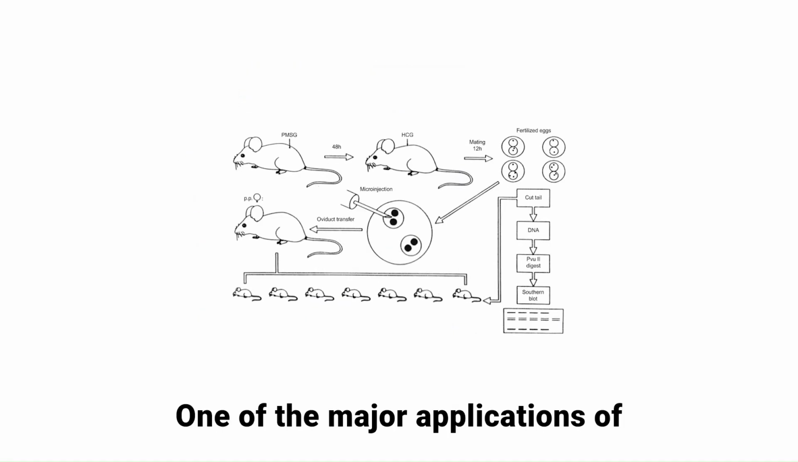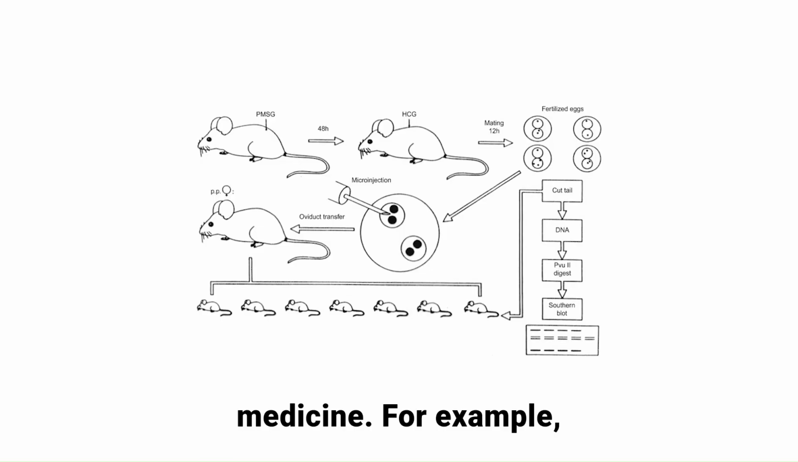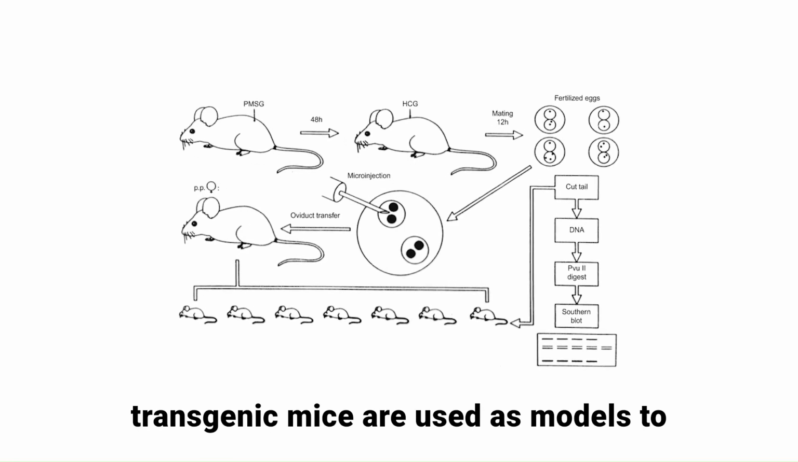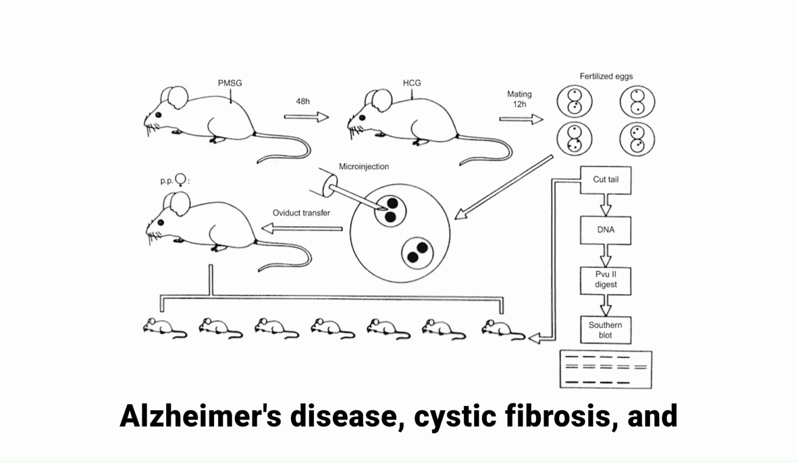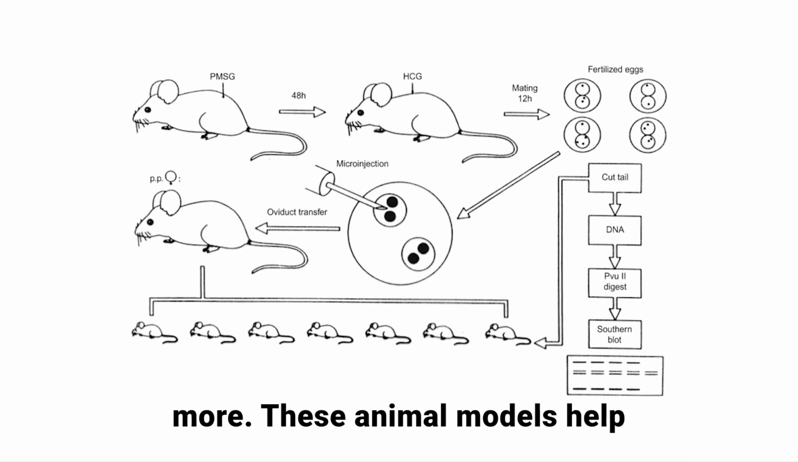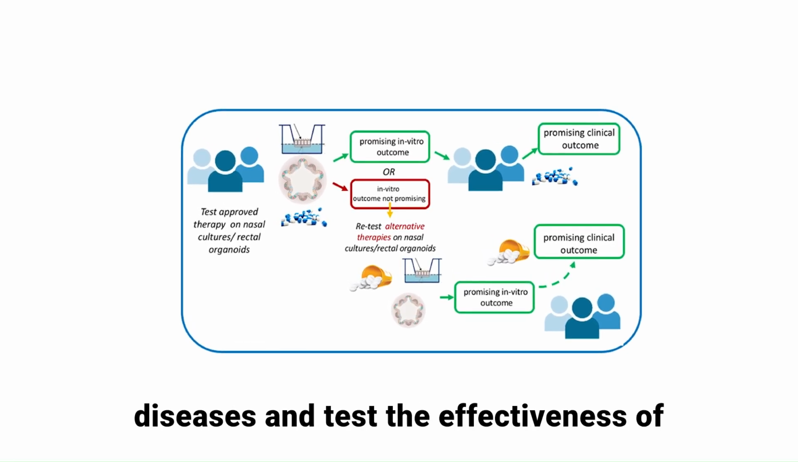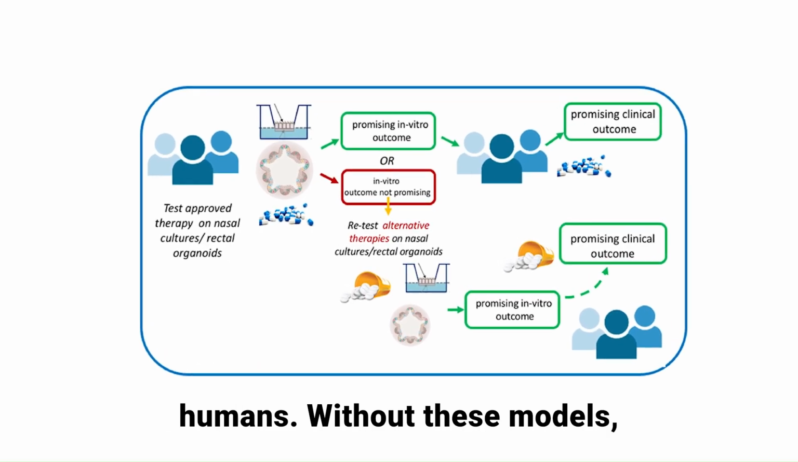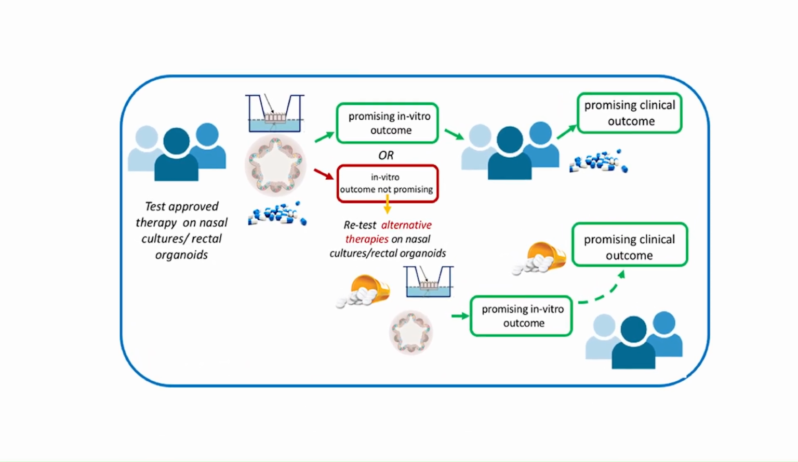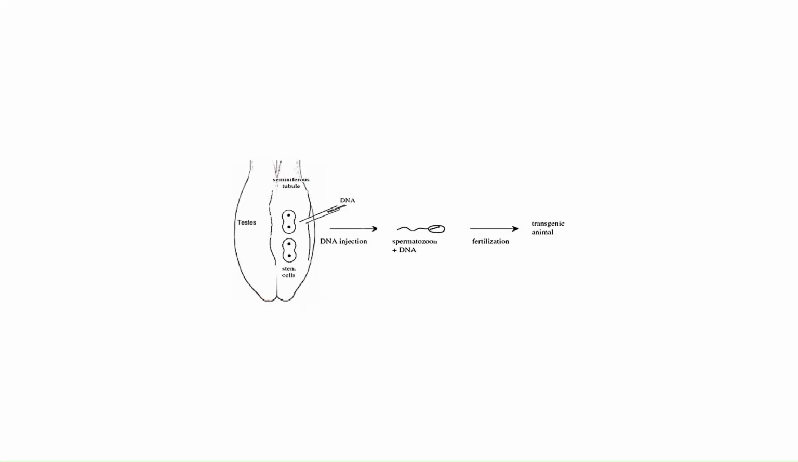One of the major applications of transgenic animals is in the field of medicine. For example, transgenic mice are used as models to study genetic disorders like cancer, Alzheimer's disease, cystic fibrosis, and more. These animal models help scientists understand the progression of diseases and test the effectiveness of new drugs before they are tried in humans. Without these models, drug development would be slower, riskier, and far more expensive.